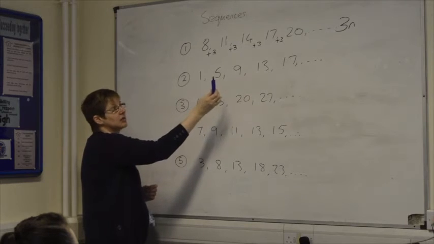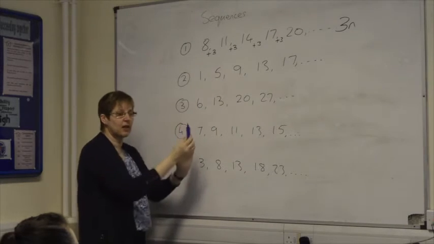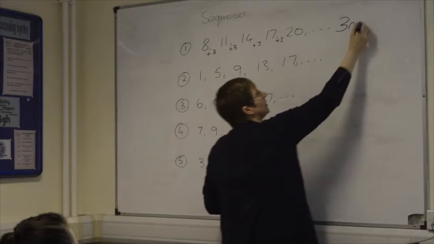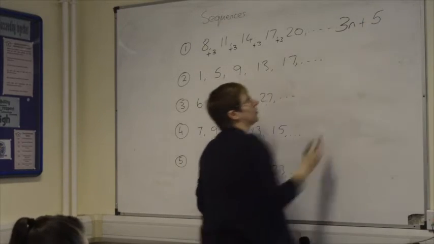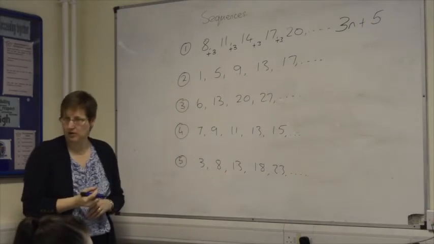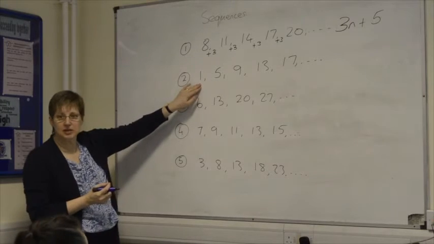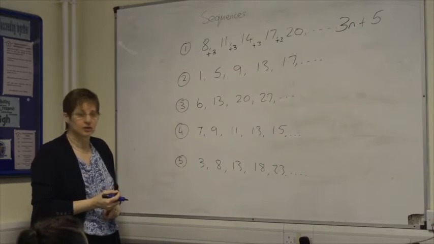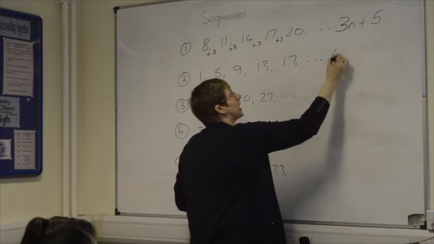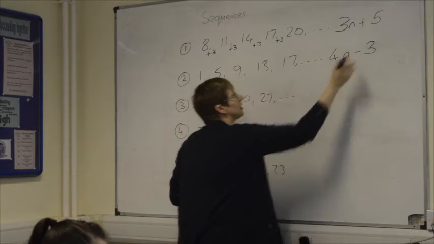3 times table starts at 3. My sequence starts 5 numbers further on. So I need to do 3n plus 5. Everyone happy with that? Yes? Fred, can you tell me the second one? 4n minus 3. 4n minus 3. Can you explain how you know that to be correct, which it is?